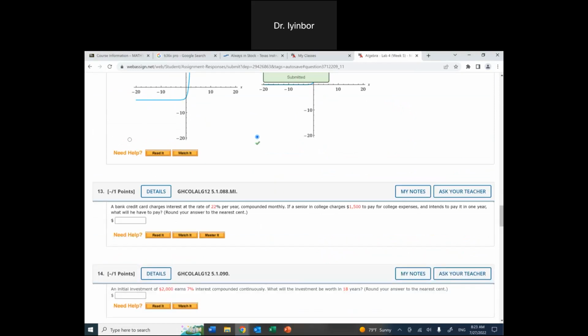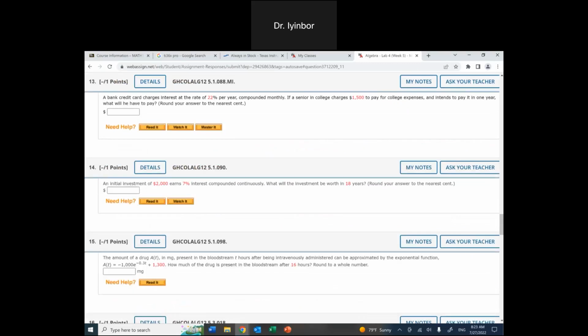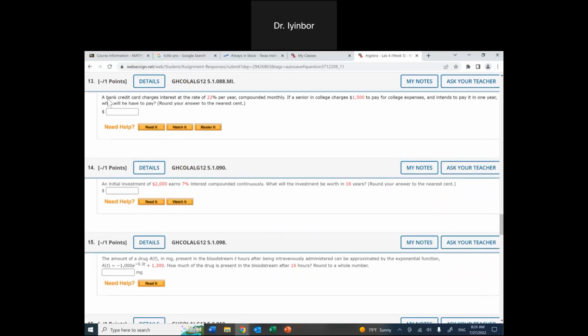So the next few questions, they're word problems where you're going to use the formula from the formula sheet. I'm going to write it here. And these are the keywords you're going to look for. So number 13, we have investments. So what you have here, we have bank credit card charge interest of 22%. So the 22% is going to be the R, the rate, and you have to change it to decimal form. Compound monthly. So monthly is going to tell me which formula to use, the first one for compound. And also it's going to give me what is N. N is 12 because there are 12 months in 1 year.